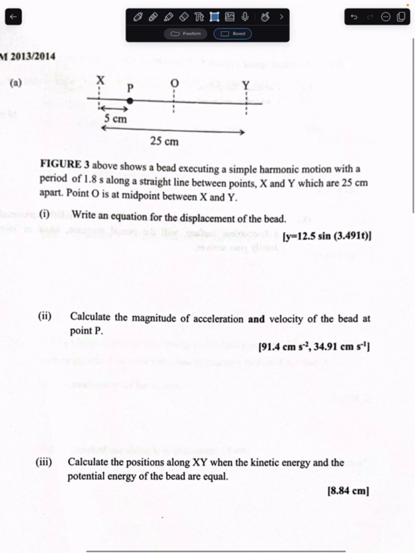So there's actually two pieces of info here. First is the period. The period is 1.8 seconds, and the second one is the midpoint. Actually, by midpoint they want to tell you that O is the equilibrium position.